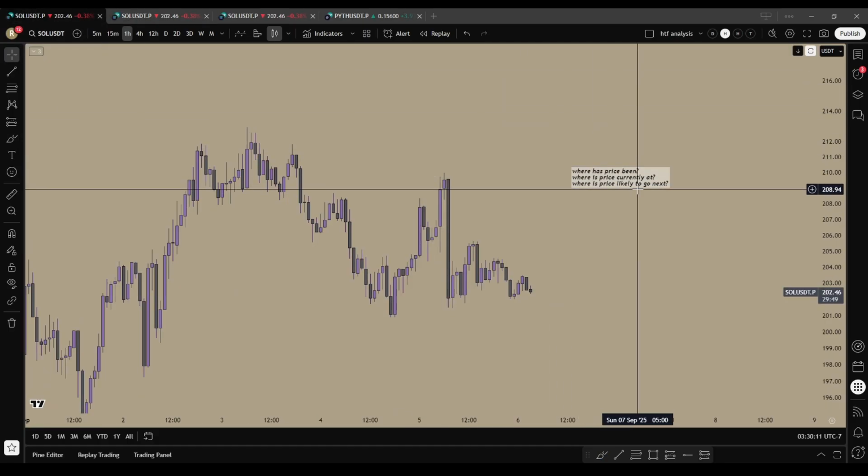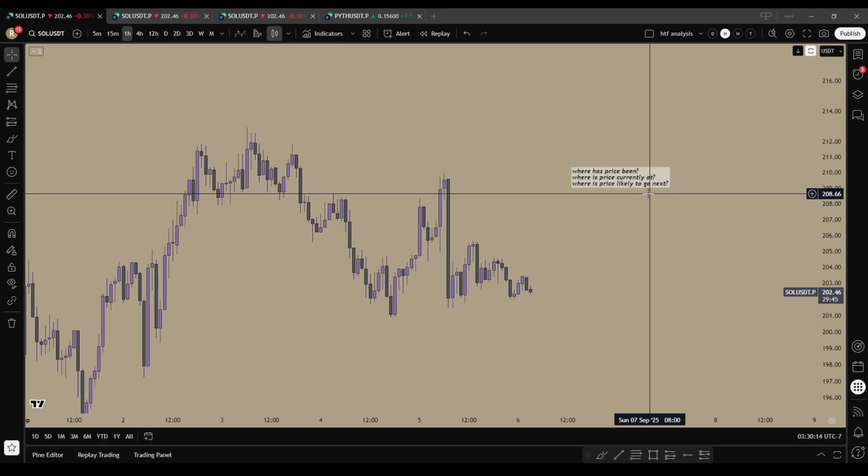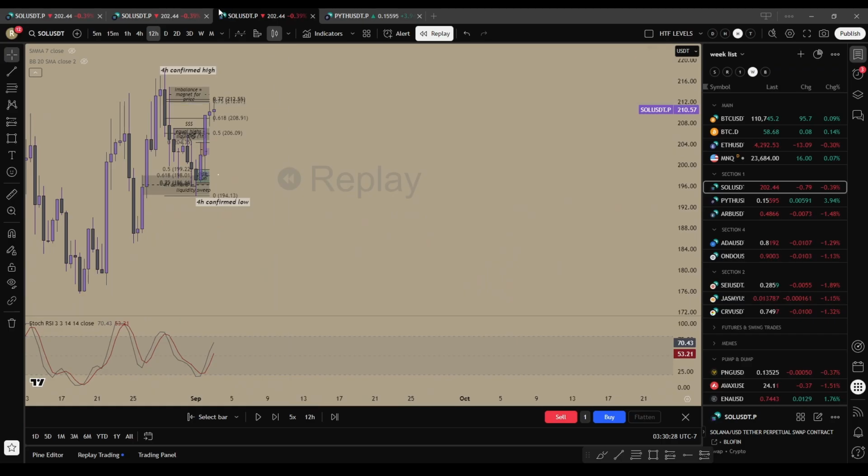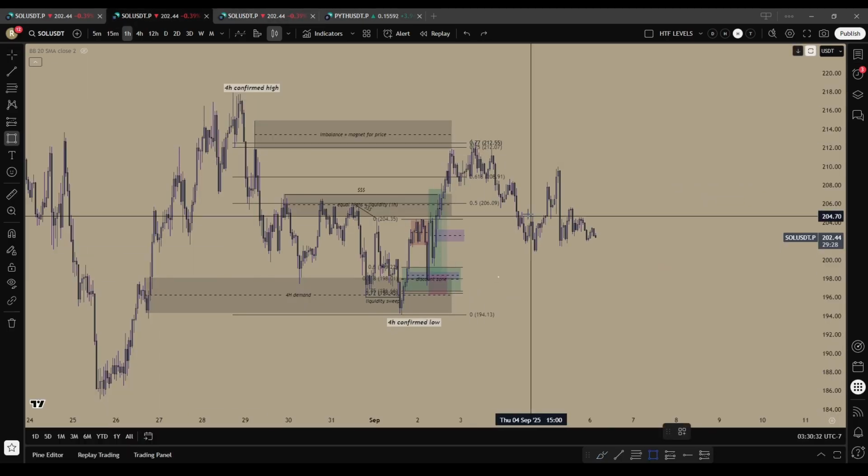The 3 Ws is basically answering these 3 questions. Where has price been, where's price currently at, and where's price likely to go next, right? Now, in my opinion, I think the only way you could take a trade is if you can answer these 3 questions, okay? So I'm going to start off by starting from over here, okay?